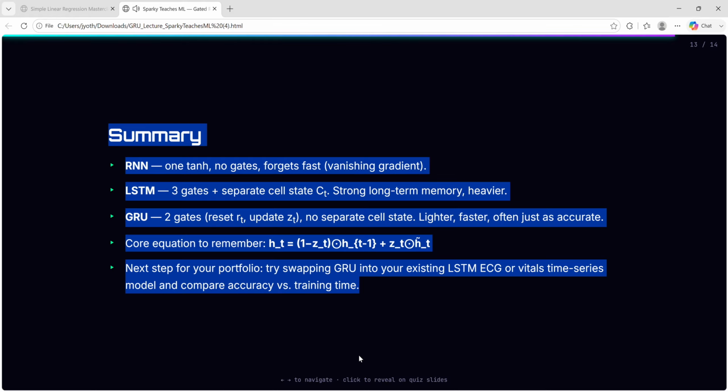Let's summarize. Vanilla RNN is 1 tanh, no gates, and it forgets fast because of the vanishing gradient problem. LSTM has 3 gates plus a separate cell state, strong long-term memory, but heavier. GRU has 2 gates, reset and update, no separate cell state, lighter, faster, and often just as accurate. The one equation to remember is, ht equals 1 minus zt times ht-1, plus zt times h-tilde t. As a next step for your portfolio, try swapping GRU into your existing LSTM model, maybe the ECG project or a hospital vitals time series, and compare accuracy against training time. That comparison itself makes a great video.